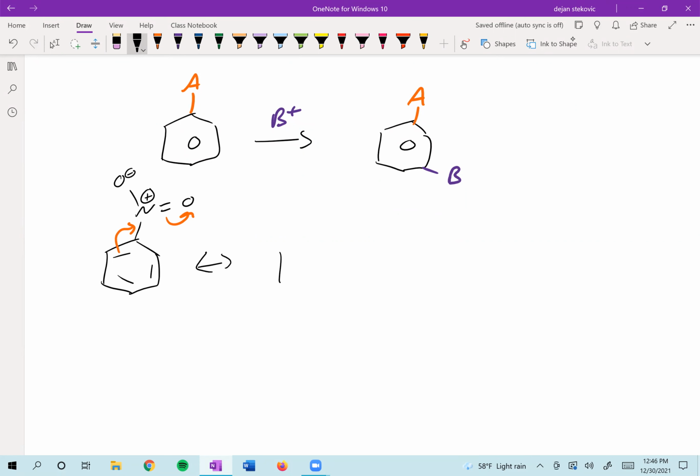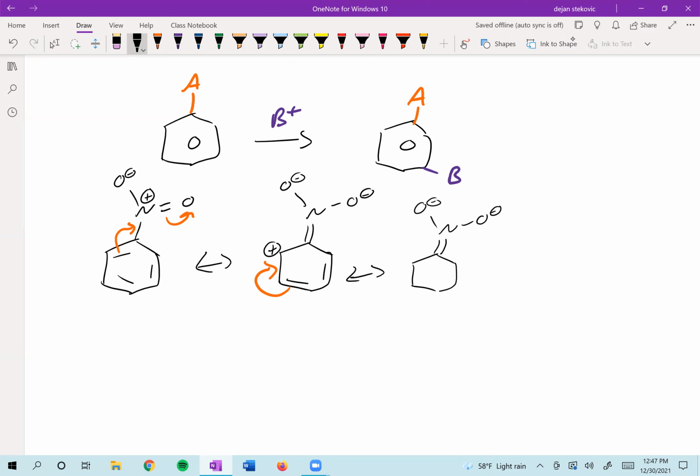And so we can draw a whole bunch of resonance structures for this. All right, we've been doing this since CHEM112 in the early days of the resonance structures. And then move this pi bond over here. Don't forget about that positive charge on the nitrogen. It's easy to forget.